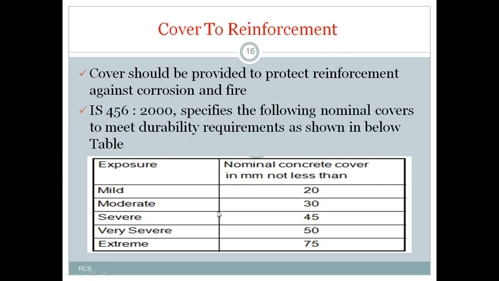If you are doing concreting in moderate condition, then it should not be less than 30 mm. In severe condition, it should not be less than 45 mm. In very severe conditions, it should not be less than 50 mm. And in extreme conditions, it should not be less than 75 mm. This nominal cover should be used for the particular exposure condition of usage of concrete.